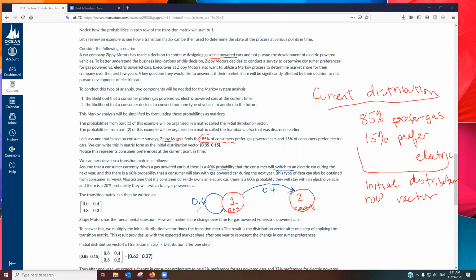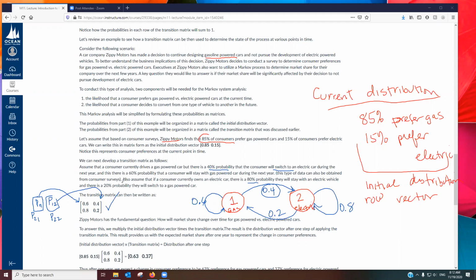How about once you're an electric owner? Well, it says there's an 80% chance that they're going to stay with electric and a 20% chance that they might switch back to gas. All right, so this is our diagram. Well, once we have this diagram set up, it's easy to set up the matrix. Remember, we write it as P11, P12, P21, P22. All right, well, P11 is the probability that someone has a gas-powered car and they stay with a gas-powered car. Well, that's 0.6. P sub 12 is the probability that a person has a gas car, but they're going to change to an electric. Well, according to our diagram, that's 0.4. So I'm going to put 0.4 here. All right, so I filled in the transition matrix according to the diagram.